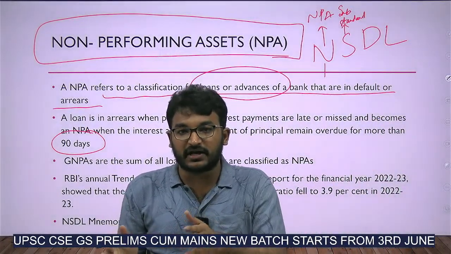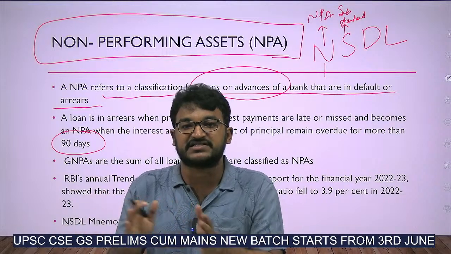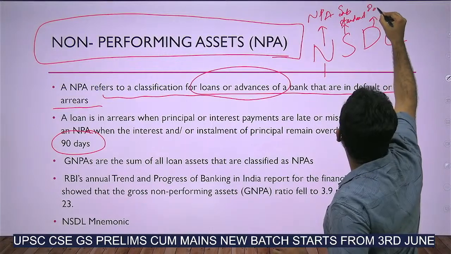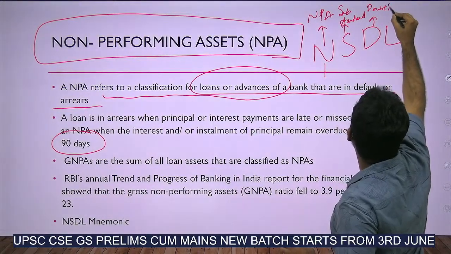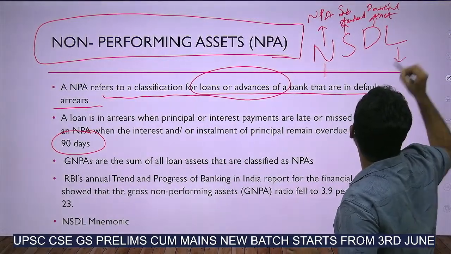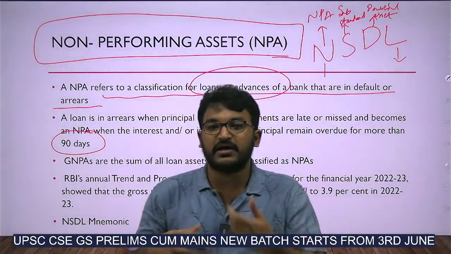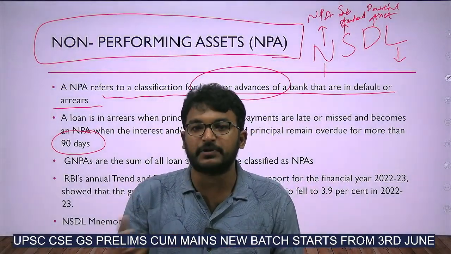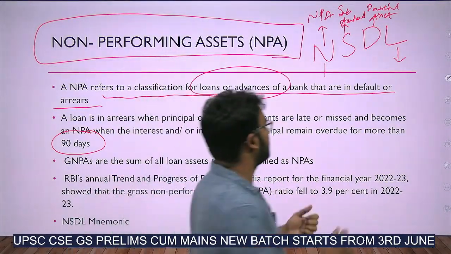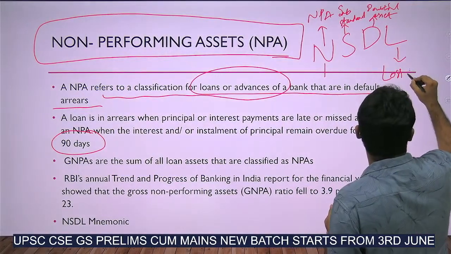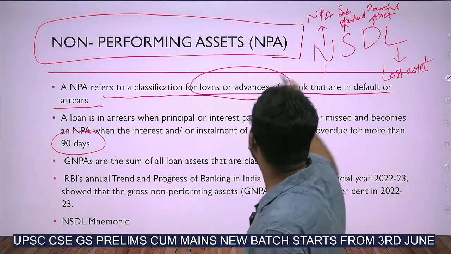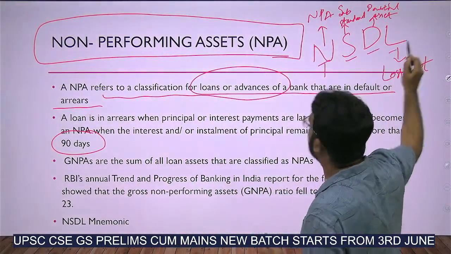If a substandard asset remains substandard for 12 more months, it will be called a doubtful asset. And finally, if it is difficult for the bank to get back that loan from the people, it is considered a loss asset. To remember this, the mnemonic is NSDL. So what is this? NPA, substandard asset, doubtful asset and loss asset.